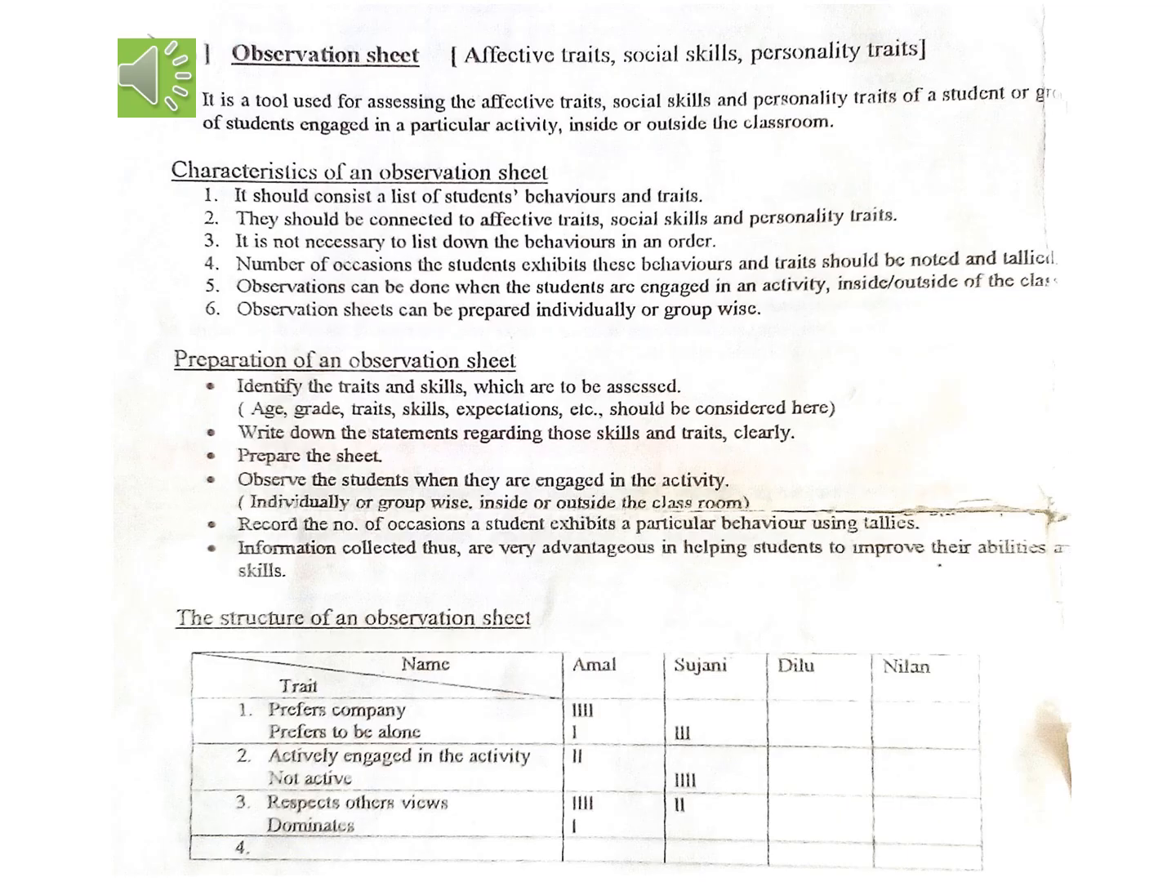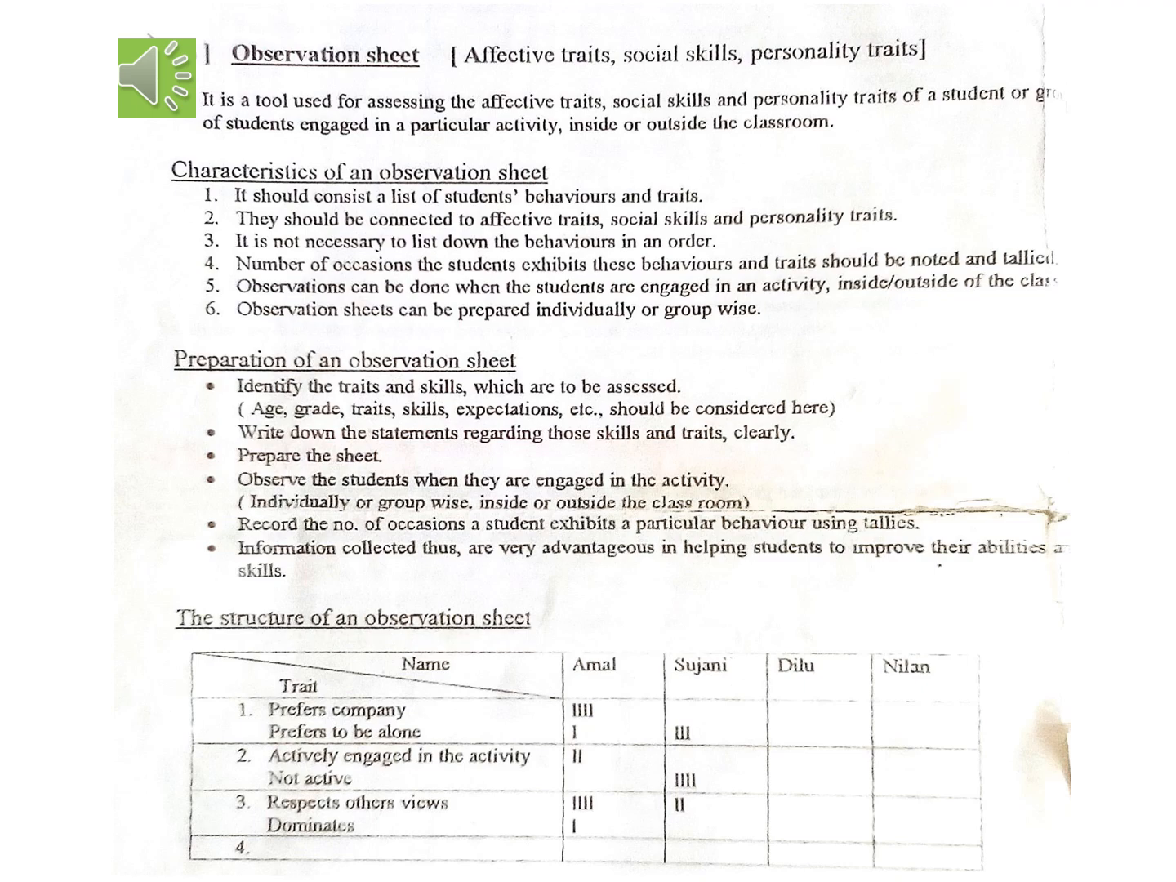For example, Amal. Most of the time, Amal prefers company, but sometimes he likes to work alone. What are we assessing now? The students' affective traits, social skills, personality traits. So we are analyzing. Now, if we take Sujani, she prefers to be alone. She does not like to work with the other students or move with the other students.